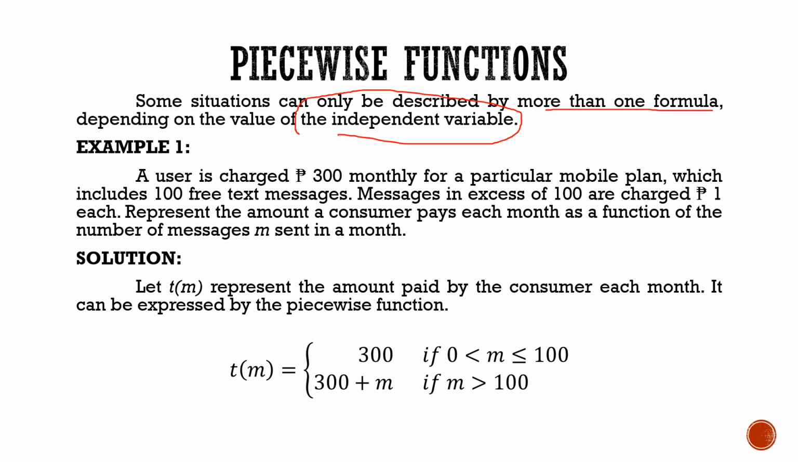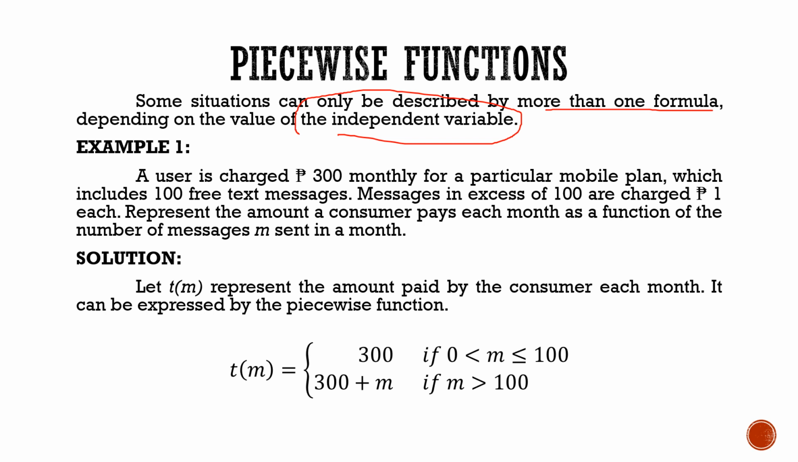For us to visualize more, we're going to use this piecewise function in this example number 1, and we're going to use more than one formula to represent a fixed value for our independent variable. And what if we go beyond that fixed value? What will be the formula or function that we can use to describe these given conditions?